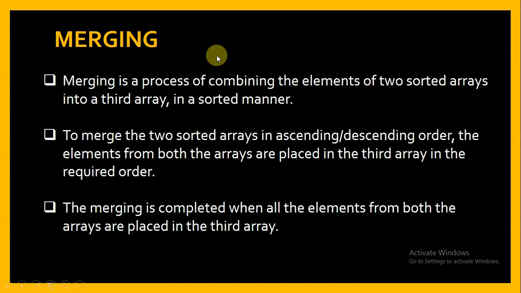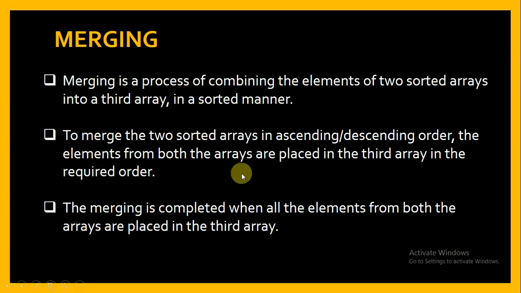Now let us come to merging. Merging is a process of combining the elements of two sorted arrays into a third array in a sorted manner. It means there are two arrays given to us which are in sorted order. It can be either ascending or descending, and we have to merge the content of both the arrays in a third array, again in a sorted manner.